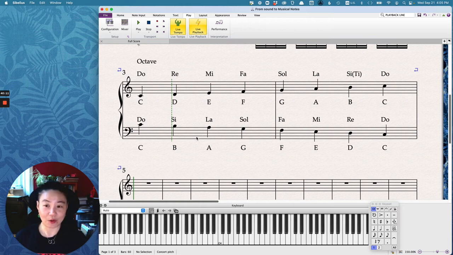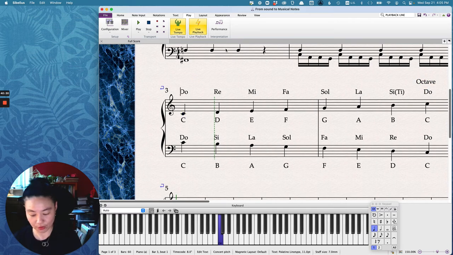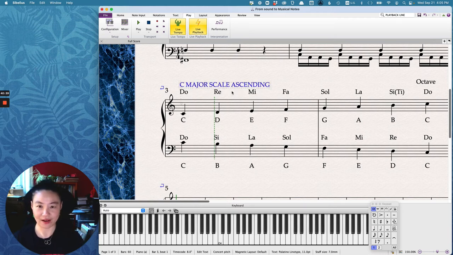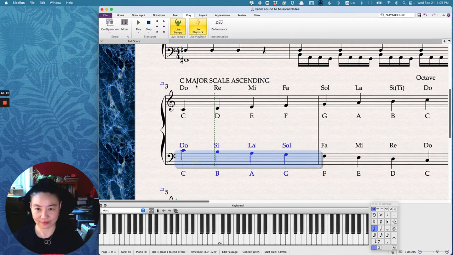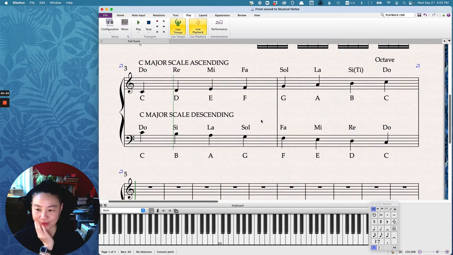Okay, so now we have all of these notes, and we're going to find out what they're about, what their relationships are. Okay, this is a major scale, C major scale. By the way, we're going to label this. I'm going to type it in for you. This is the C major scale ascending. This would be C major scale descending, right?